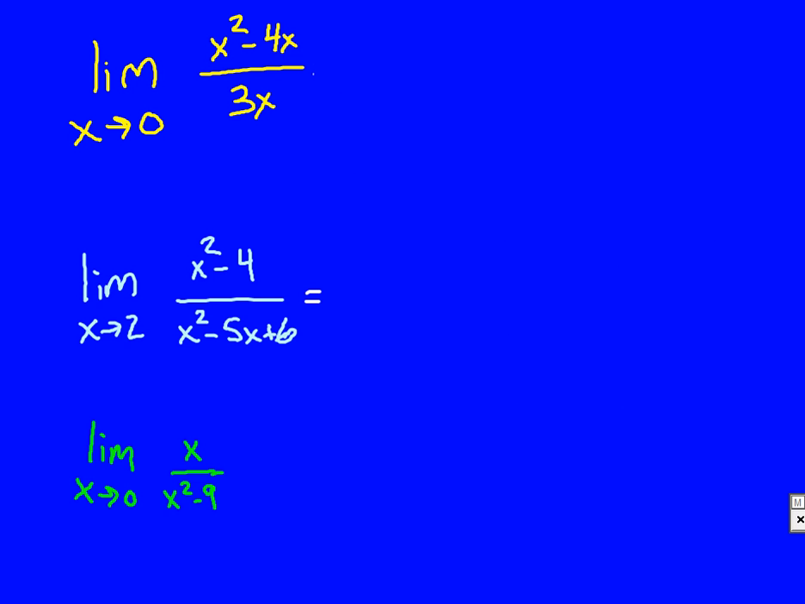Here's a couple more examples. This first one, same thing. Start first by trying to plug in. If I plug in 0 on the top and bottom, I would get 0 over 0. So direct substitution doesn't work. That means I need to try to rewrite it. So let's factor both the top and the bottom.